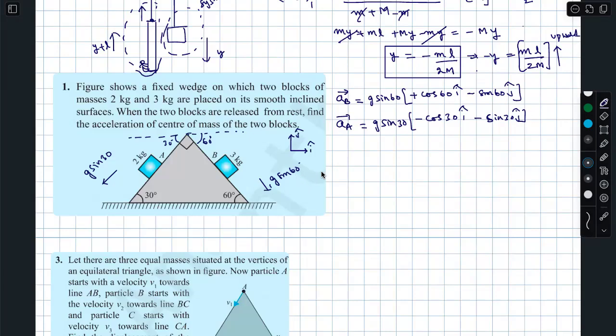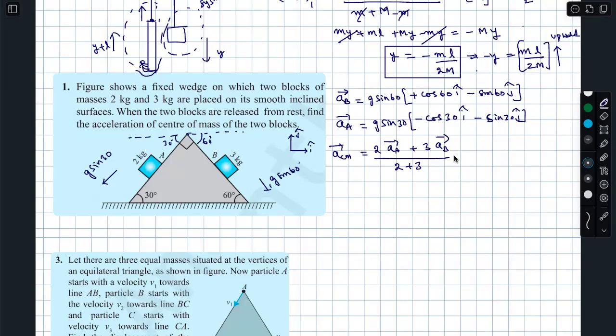What do you want? The acceleration of center of mass of the two blocks. Acceleration of center of mass of the two blocks is 2 times acceleration of A bar plus 3 times acceleration of B bar, divided by 2 plus 3. Tell me, have I answered the question or not? Okay. But the problem is, while you are answering this question, see the options. If they are giving in terms of some I cap, J cap, this is the answer.